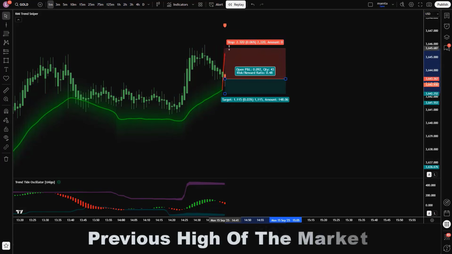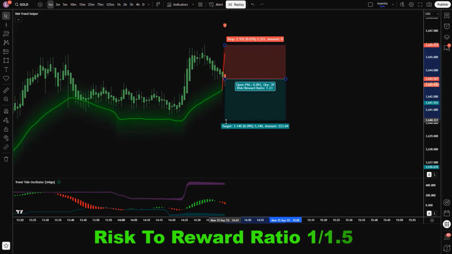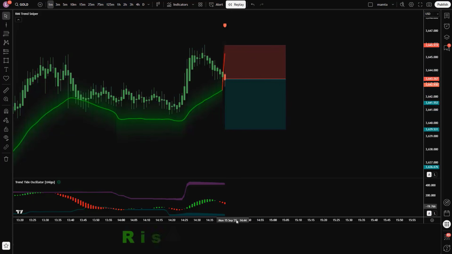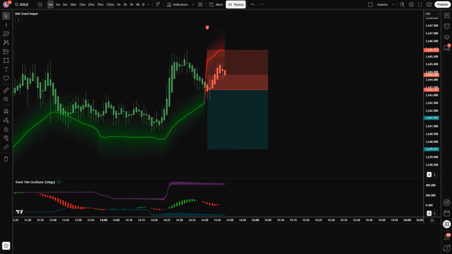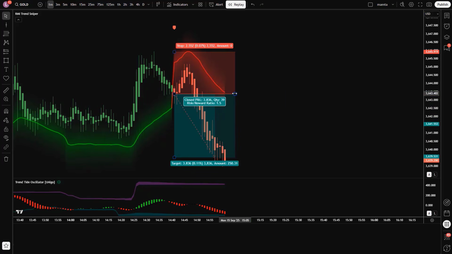Our stop loss is the previous high of the market, and the risk to reward ratio will be 1:1.5. Let's see what happens to our trade. The market has completely hit the target. I hope you have understood this trading strategy.